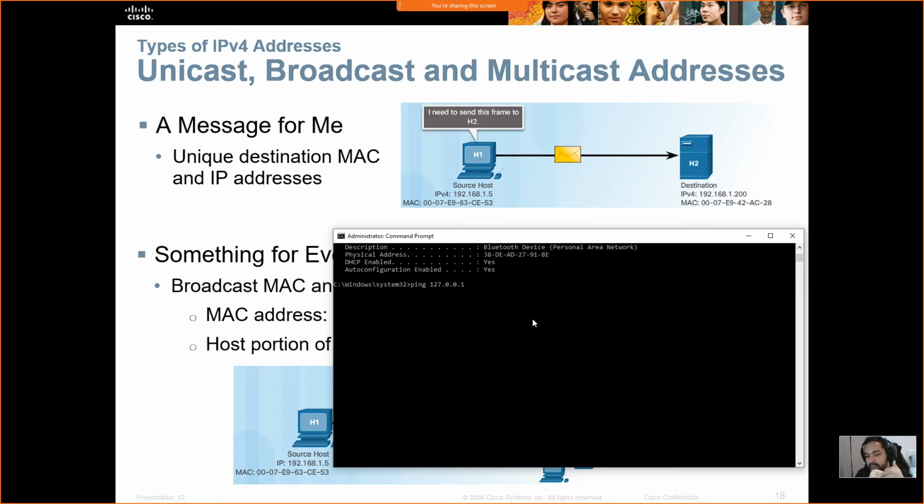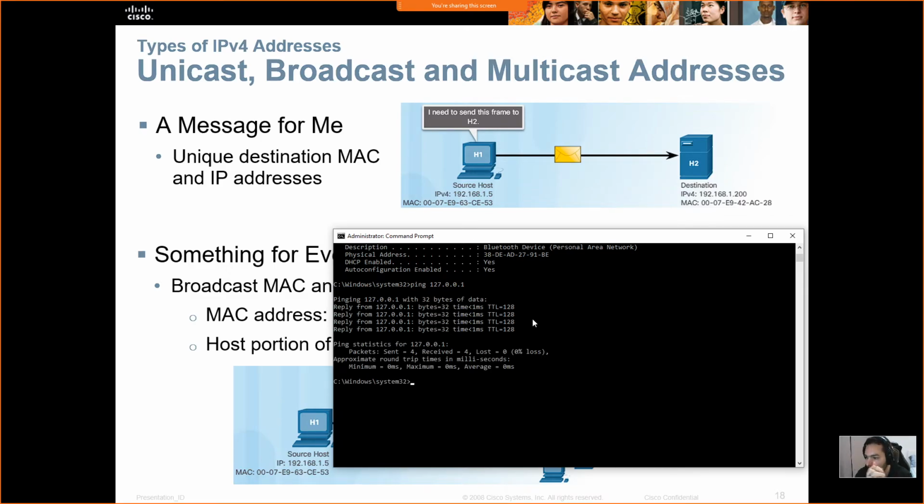You're just basically testing all the layers of the OSI model to make sure everything is working properly. Okay? You can execute this test yourself and it should work. If you have internet connection, it must work, because that means all the protocols, all the layers are functioning properly.